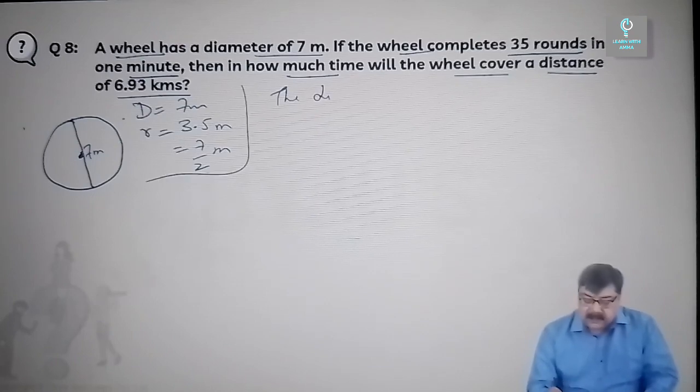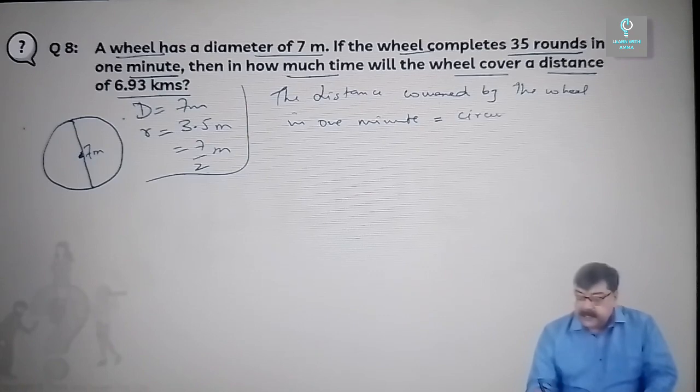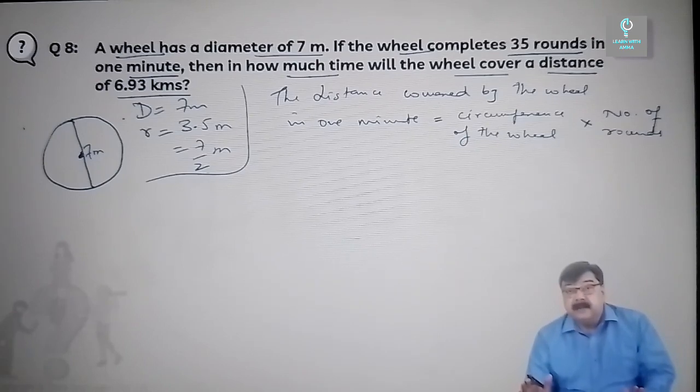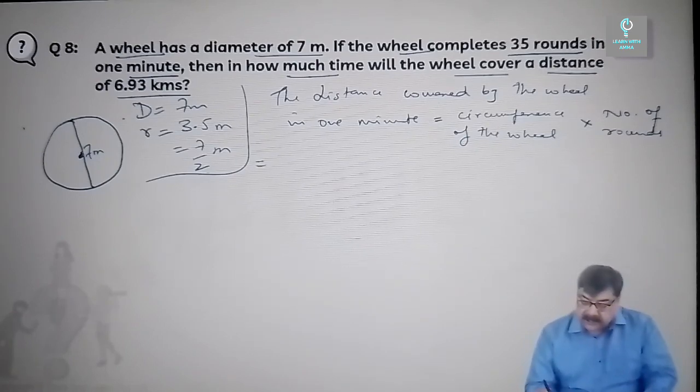So, the distance covered by the wheel in 1 minute shall be the circumference of the wheel times the number of rounds that were completed in 1 minute. Now let us find out the circumference of the wheel.